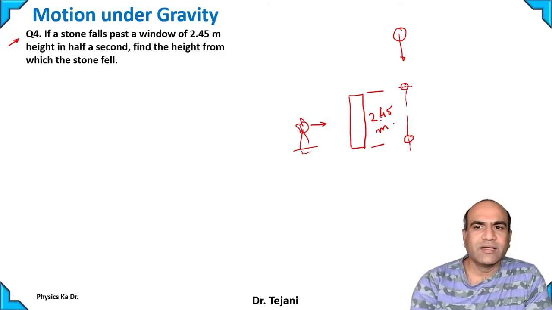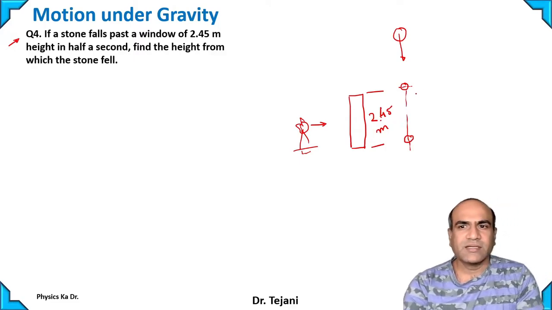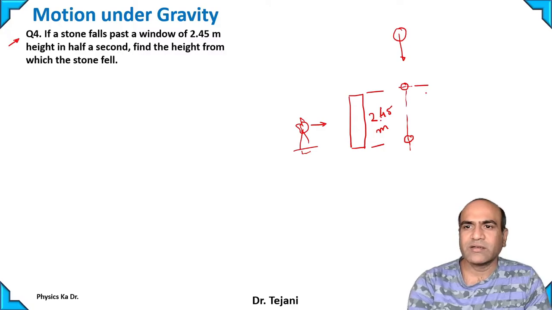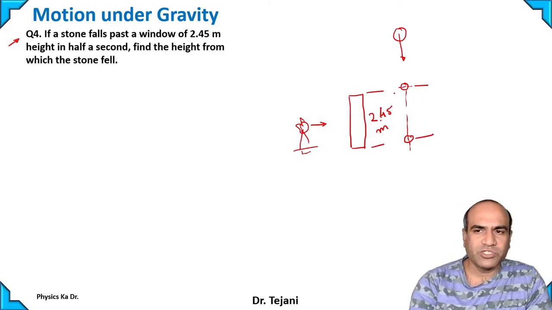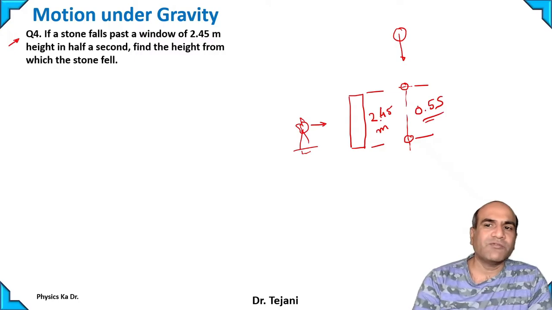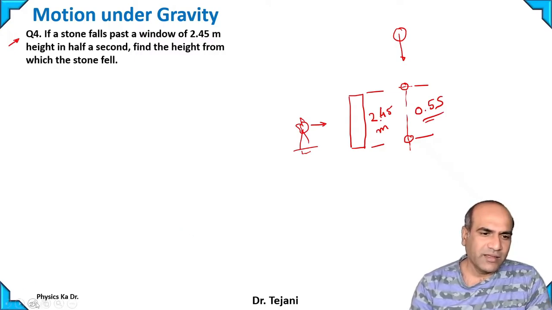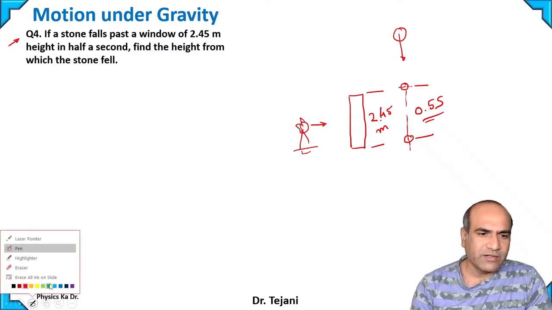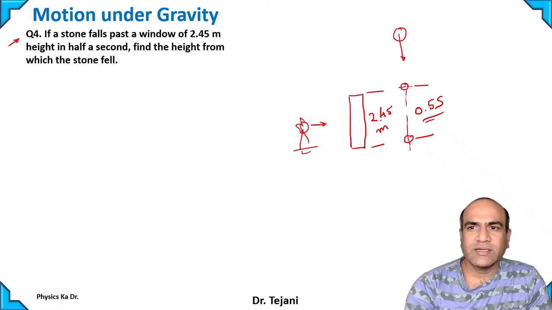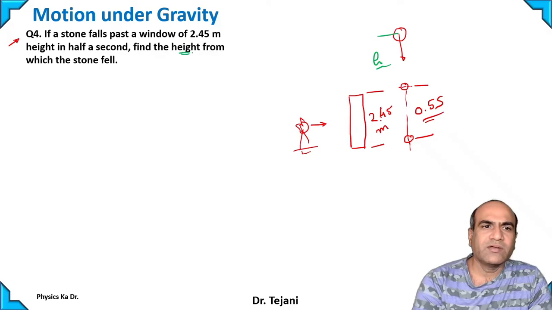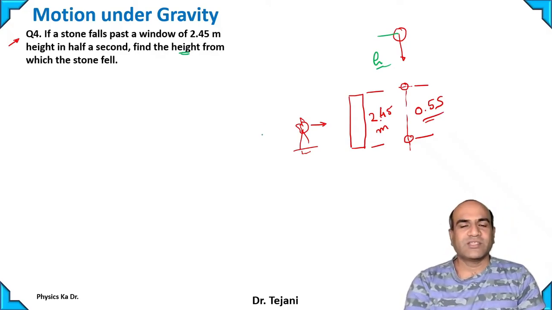So you notice that the time taken by this stone, which is visible through the window, from the top position of the window to the bottom position of the window, is 0.5 second, as it is mentioned, half a second, right? And you want to identify which height the stone is coming from. It is asked, find the height from which the stone fell.